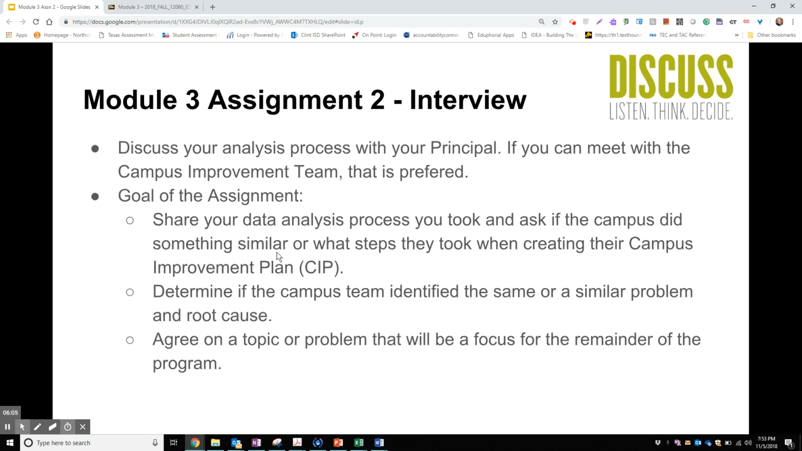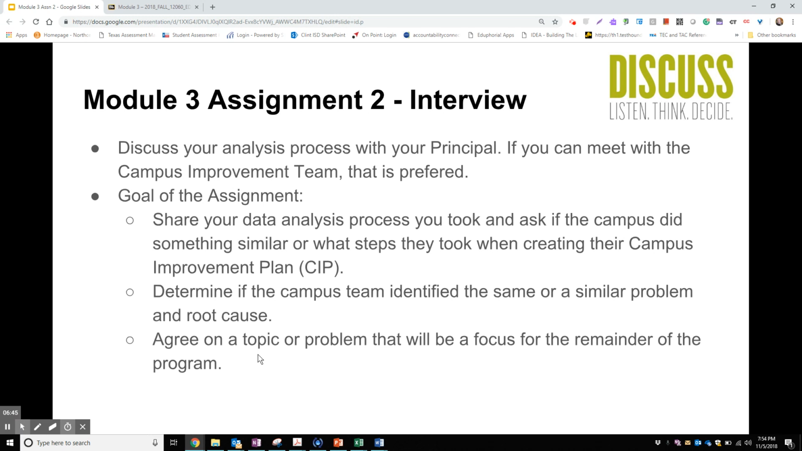Now, we're learning the best way of going through that process, but please make sure if you're asking these questions and principals are answering truthfully and honestly, that you don't give the vibe that that's incorrect. You are learning from them and their process. Here, like I said, determine if the campus identified the same or similar problem. So first step, you're asking, what did they do? Because here's what I did. And then if you identified reading in the 8th grade for ELLs, ask, do you have that problem? Is that listed in your campus improvement plan?